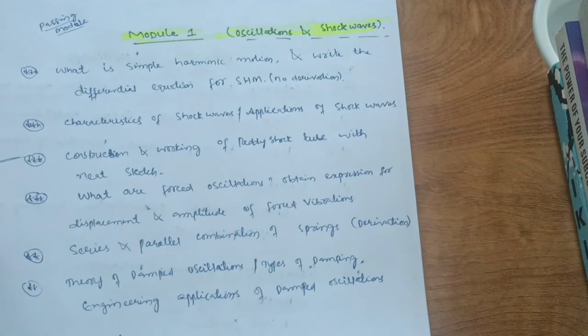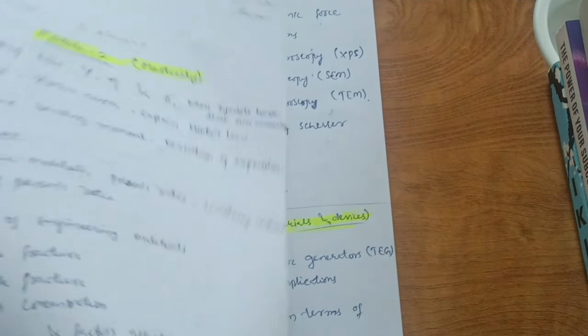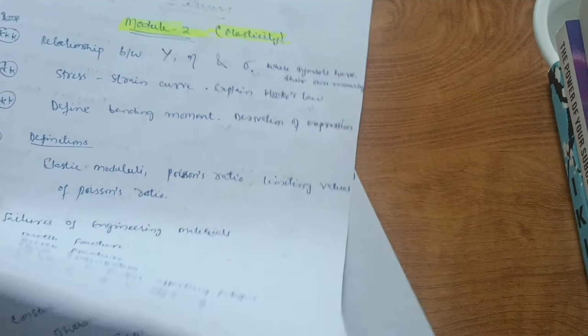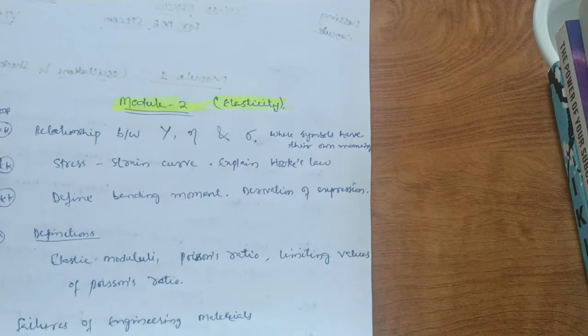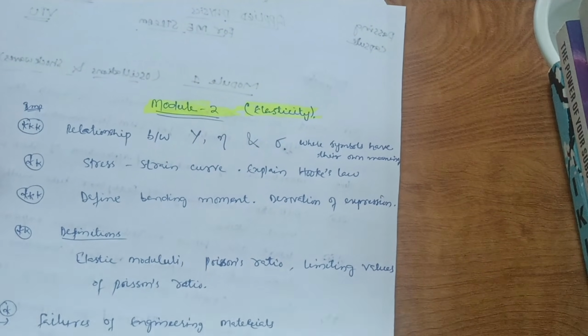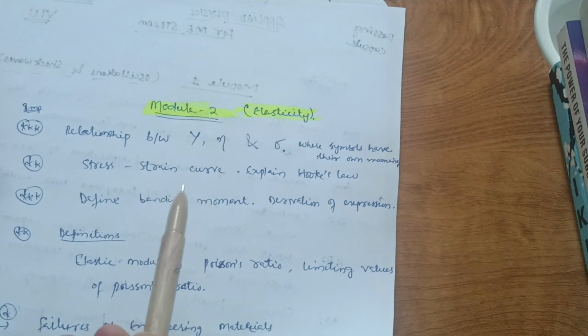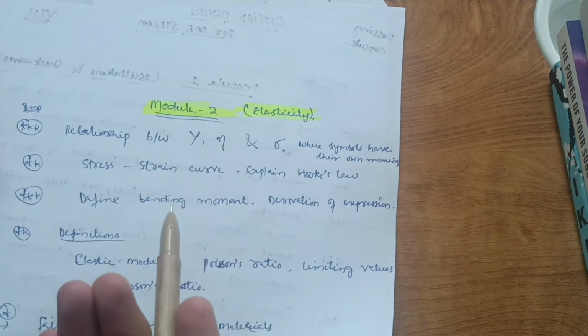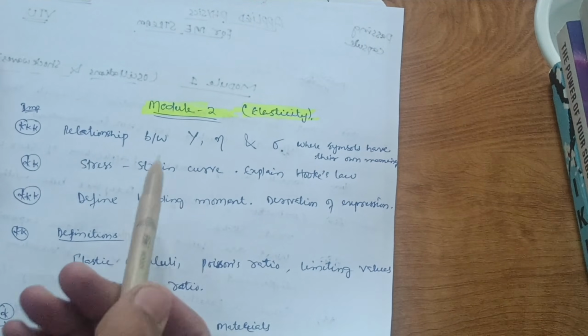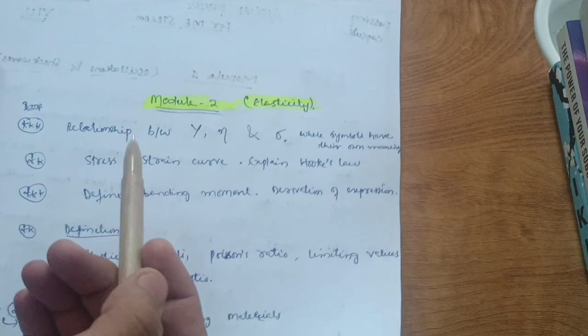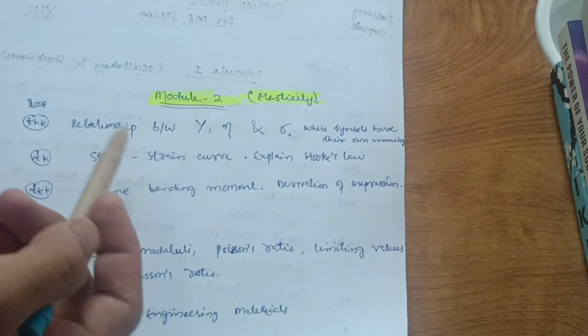Next one is module second, my dear friends. In module second, elasticity, it is also a 12th class based concept. You might know about Hooke's law, Young's modulus, rigidity modulus, and Poisson's ratio. All of this you have read in the PU classes.